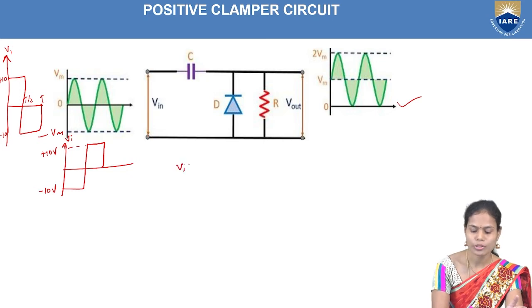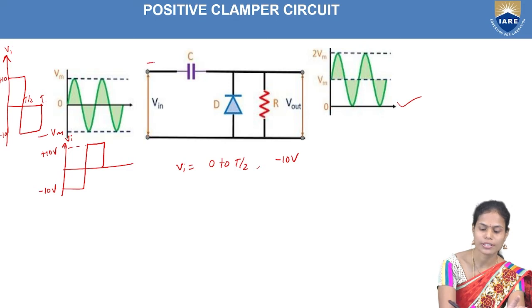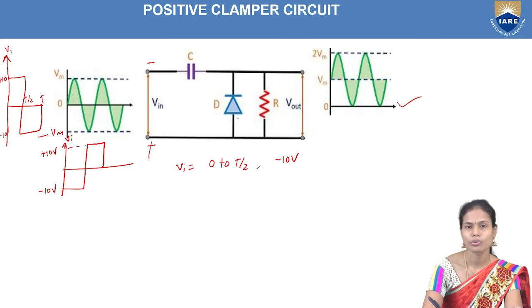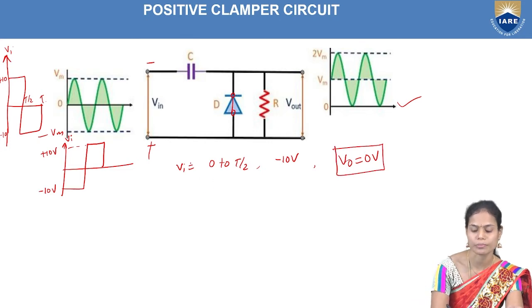So here I am considering my input voltage from 0 to T by 2 as minus 10 volts. If it is minus 10, here it is minus, here it is plus. So for the cathode terminal of the diode, we are providing the negative voltage, and for the anode terminal of the diode, we are providing the positive voltage. So same polarity voltages we are providing here. So the diode is in conduction mode. Once the diode is conducting, the total signal will appear at ground and there is no drop across the resistor. So my output voltage is 0 volts for this particular duration.